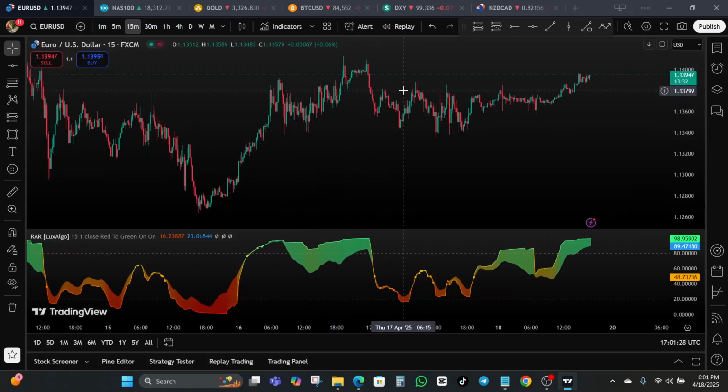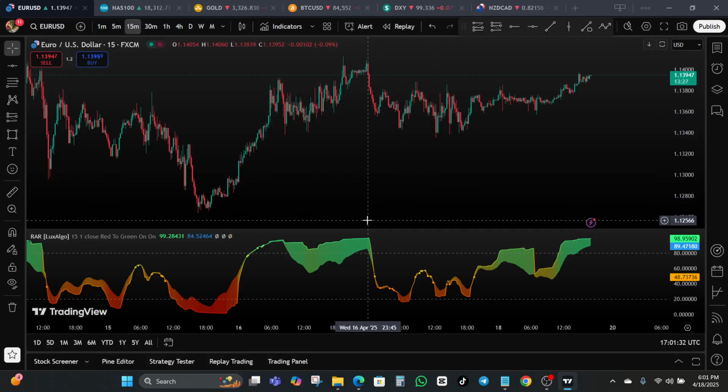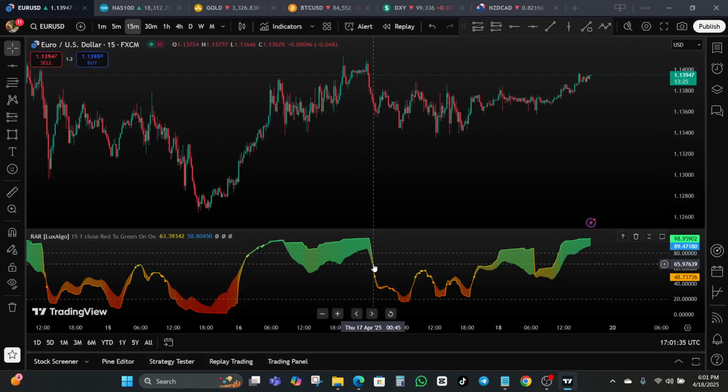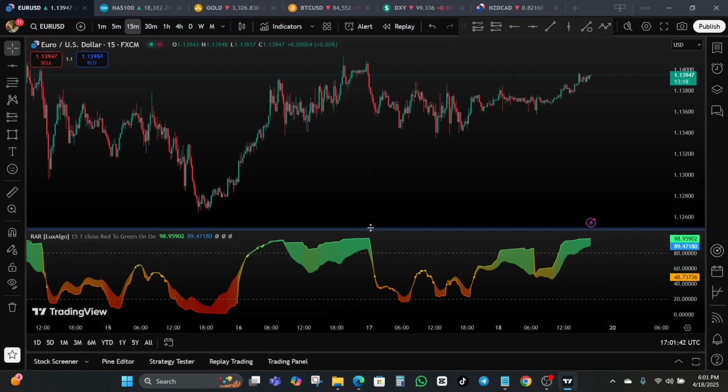Then for a sell entry, you can just wait for when the Rainbow RSI moves from the green zone into the yellow zone, or the red zone, signaling that the market could be reversing downward. Now, for the trend confirmation, the Rainbow RSI helps confirm trend strength. If the price is consistently in the green zone, it confirms a strong bullish trend. If it's in the red zone, it confirms a bearish trend. Use this in combination with other technical indicators like moving averages or support and resistance levels to confirm your trades.